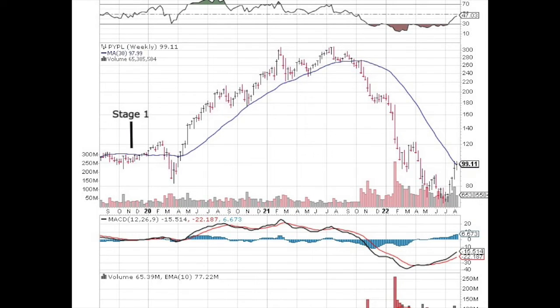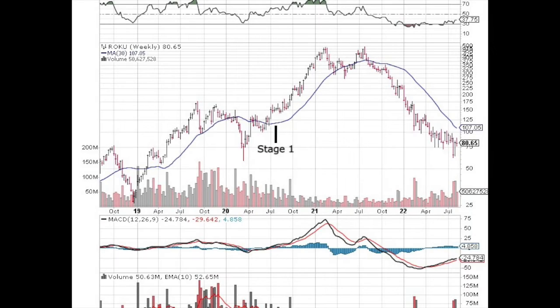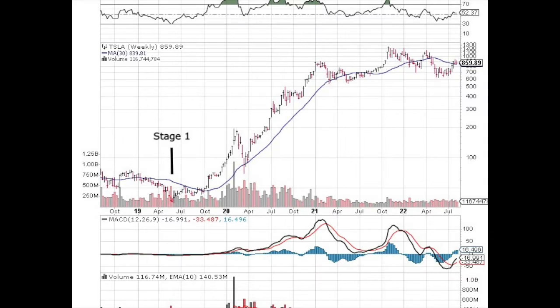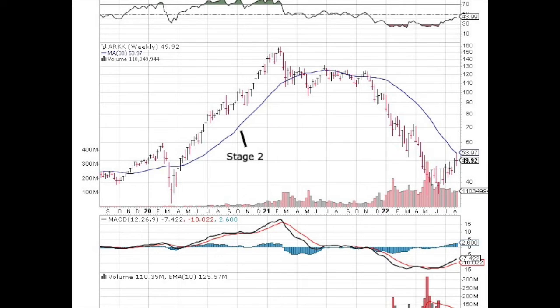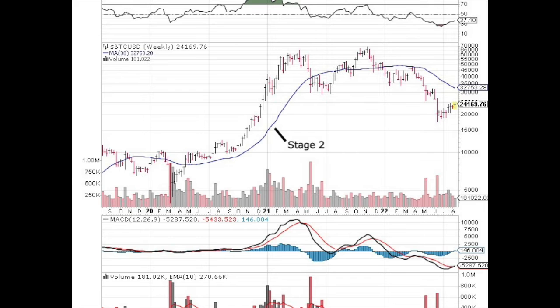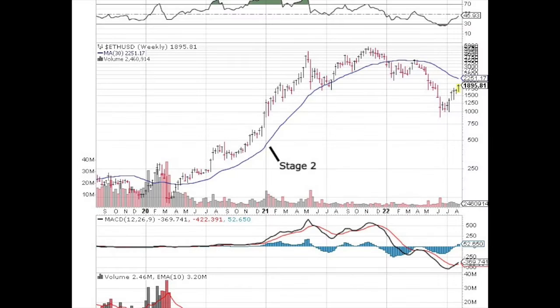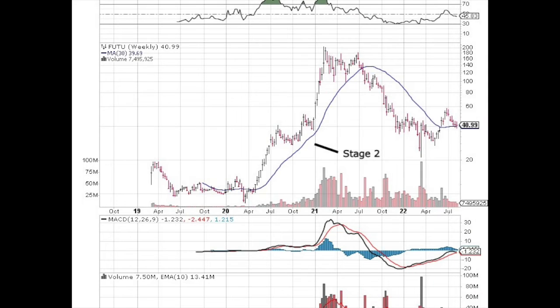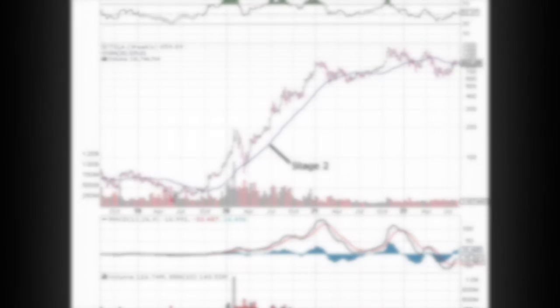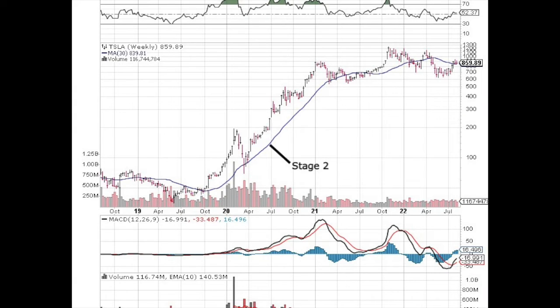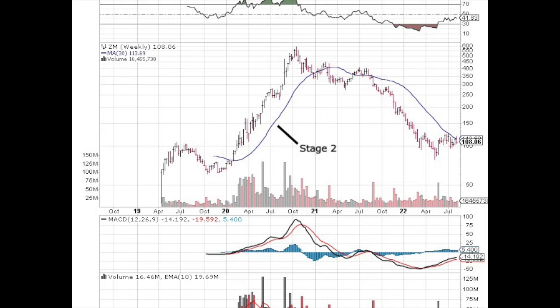Weinstein liked to use a 30-week moving average to determine market trends. During this period, the 30-week line would be flattening out as the bottom process took place. Next would come the most exciting stage, or what Weinstein called Stage 2. Here, the 30-week moving average would be trending higher. This is where the excitement takes place as the stock or index moves upward week after week or even month after month.